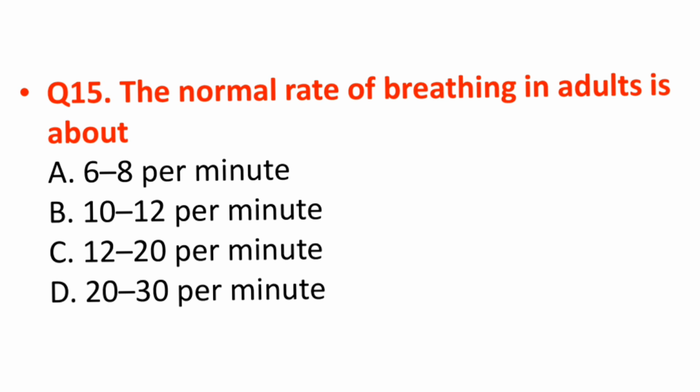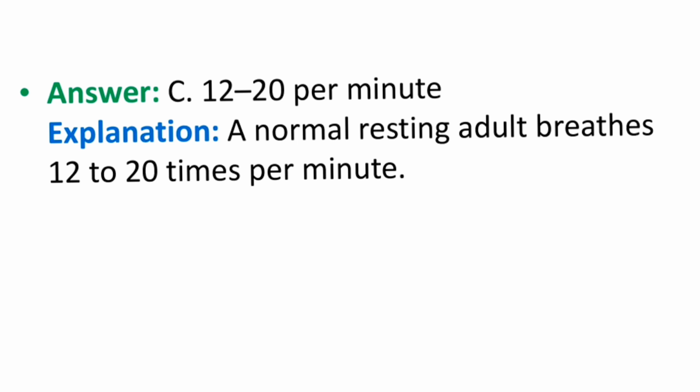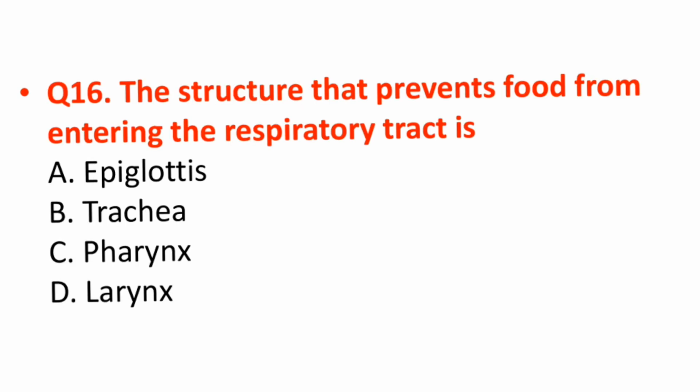The normal rate of breathing in an adult is about option A 6 to 8 per minute, option B 10 to 12 per minute, option C 12 to 20 per minute, option D 20 to 30 per minute. The correct answer is option C 12 to 20 breaths per minute. A normal resting adult breathes 12 to 20 times per minute.